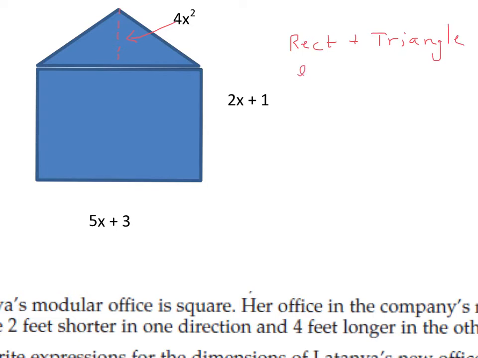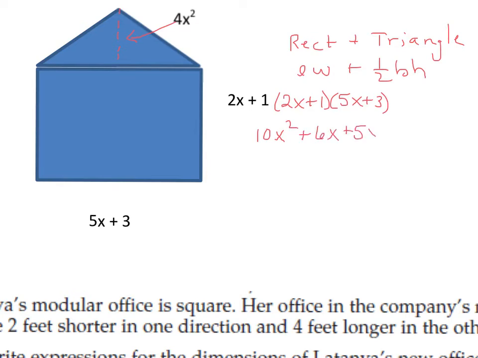So again, I have length times width plus 1/2 base times height. All right, so length and width, we know is 5x plus 3 and 2x plus 1. So I've got 2x plus 1 times 5x plus 3. So I'm going to FOIL that to 10x squared plus 6x plus 5x plus 3. And then clean that up to 10x squared plus 11x plus 3.